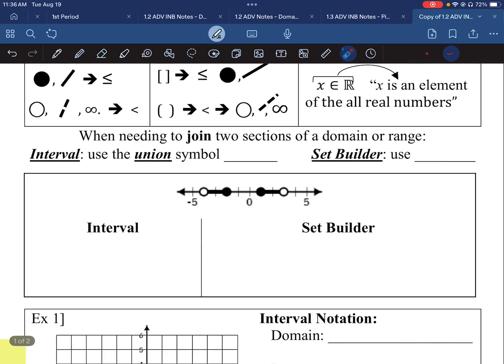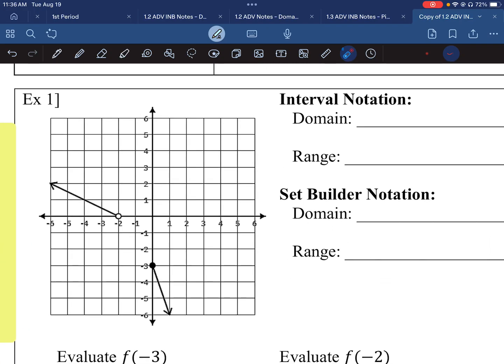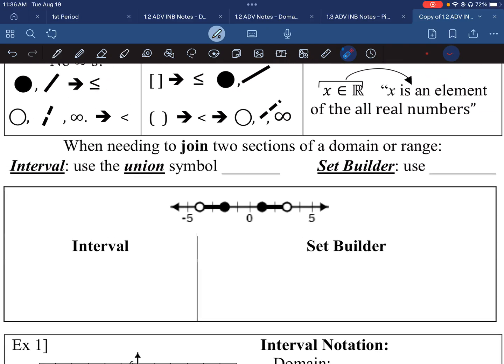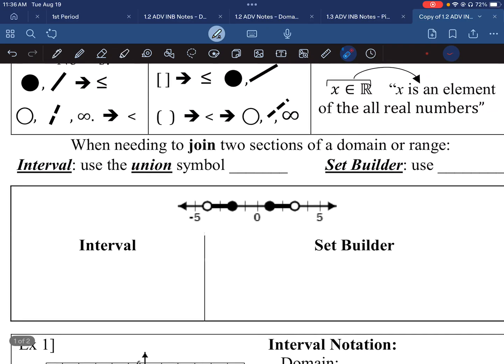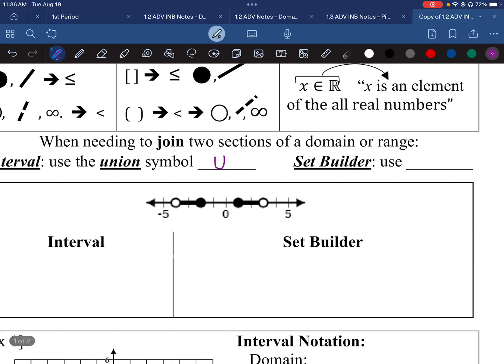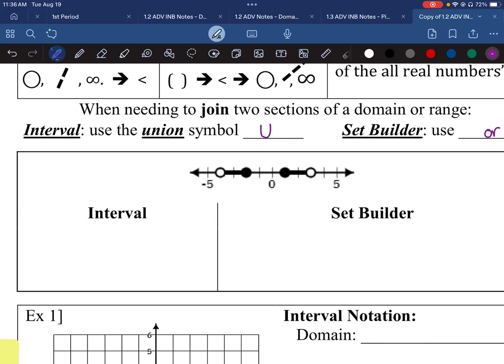The difference with piecewise is you're going to have graphs that are broken up into different sections or pieces. So if we need to join two sections of domain and range, if we are in interval notation, we are going to use the union symbol, which looks kind of like a U. In set builder, we're going to use a word, and we're going to use the word or. So here's a quick number line example.